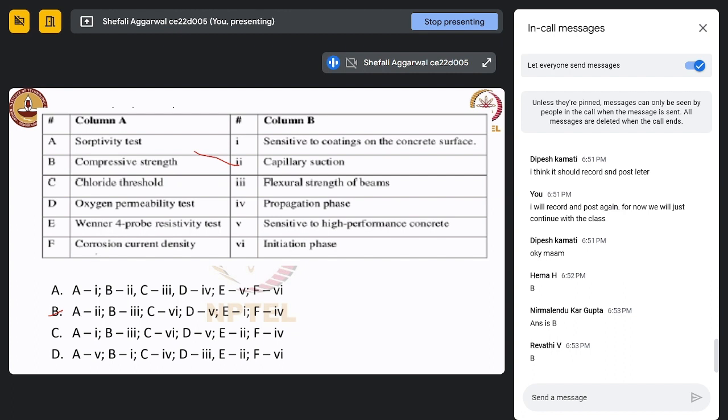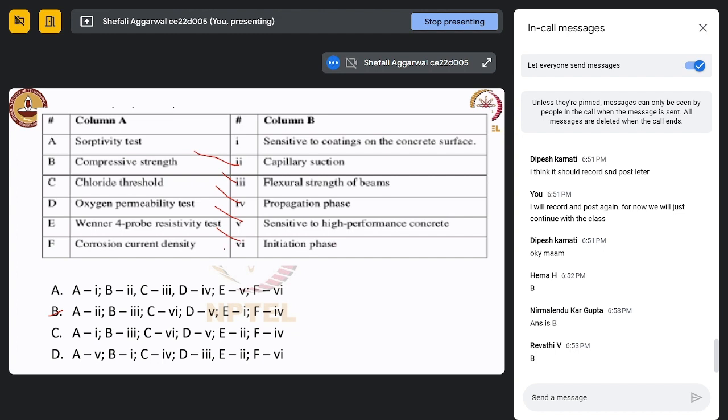A is 2, sorptivity is due to the capillary suction. B is 3, compressive strength checks the flexure strength of the beam. Okay. Chloride threshold is for the propagation phase. D is 5, oxygen permeability is sensitive to high performance concrete.